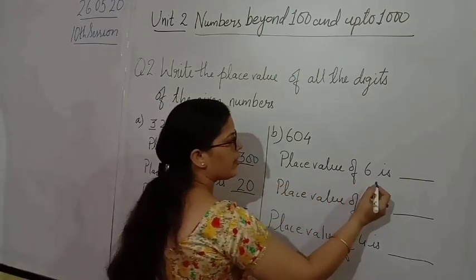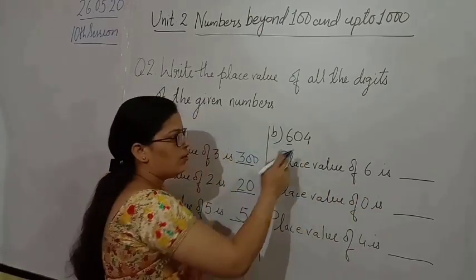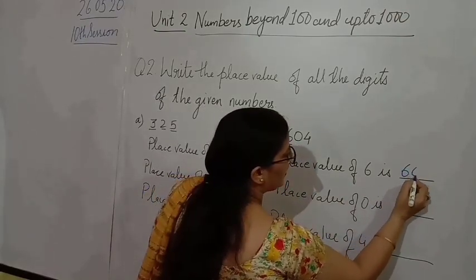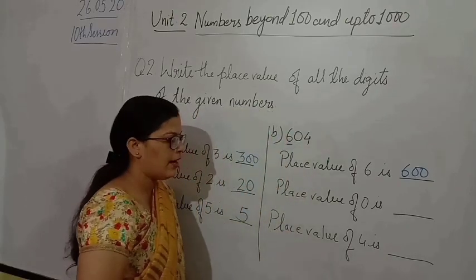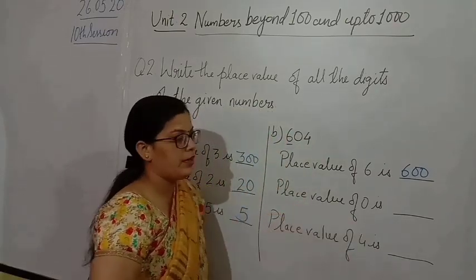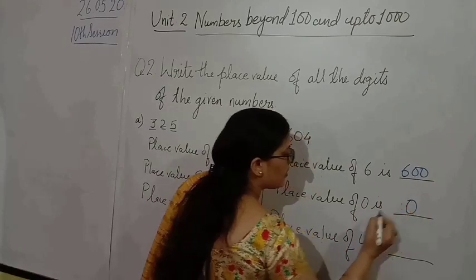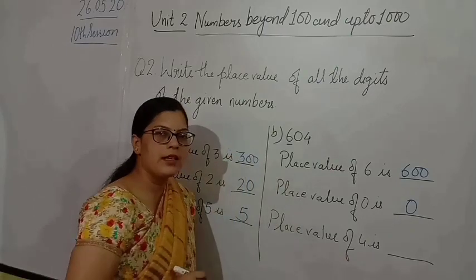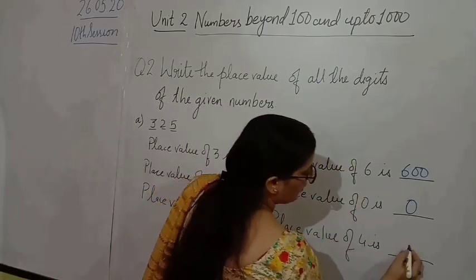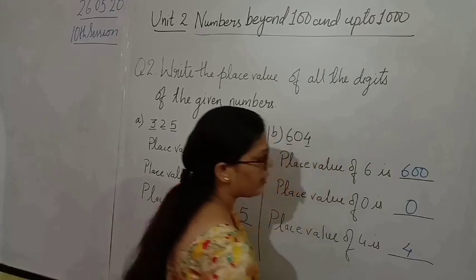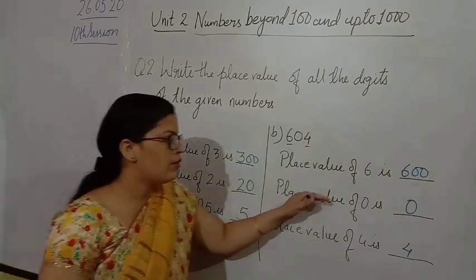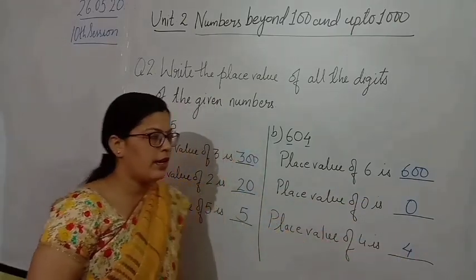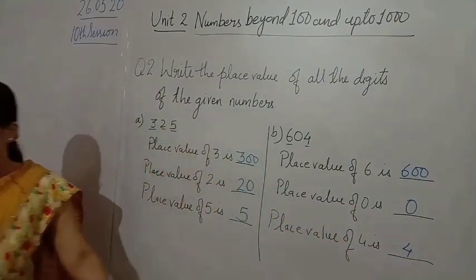Now the next number is 604. So place value of 6. What is the place of 6? Ones, tens and hundreds. So its place value will be 600. Clear? Place value of 0 is always 0. Then place value of 4. 4 is at ones place, so place value of 4 will be the number itself, that is 4. So what are the place values of 6, 0 and 4? 600, 0 and 4. Write these answers in your book, all of you.